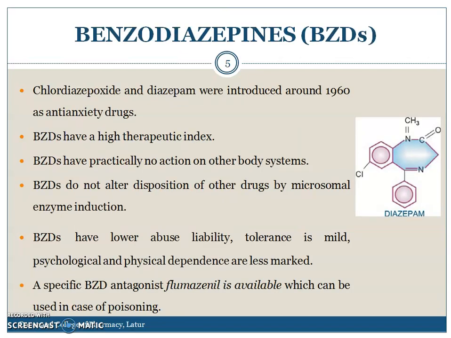Next, we will discuss the pharmacology of benzodiazepines. Chlordiazepoxide and diazepam were introduced in 1960 as anti-anxiety drugs. Benzodiazepines have a high therapeutic index. They have practically no action on other body systems. They do not alter disposition of other drugs by microsomal enzyme induction. They have lower abuse liability, tolerance is mild, and psychological and physiological dependence are less marked. A specific benzodiazepine antagonist is available which can be used in poisoning.